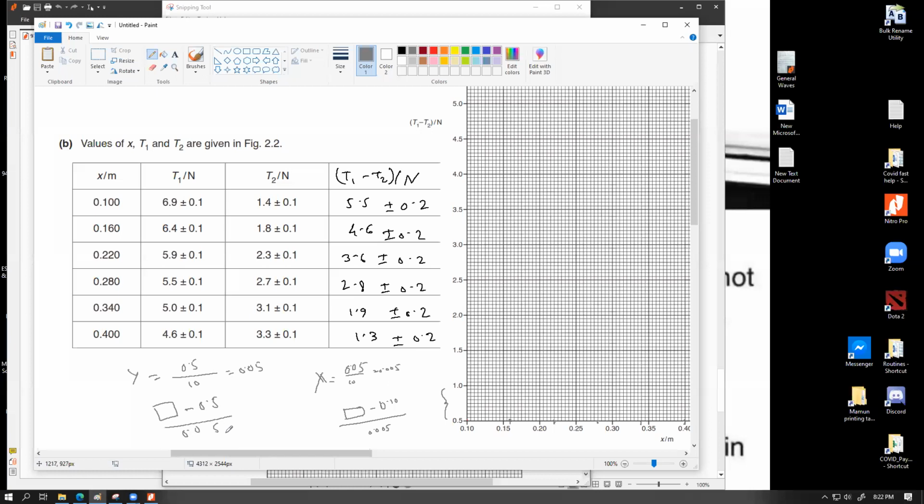1.3 minus 0.5 divided by 0.05. How many divisions do you get? 16. 16? Okay, I'm having the numbers. Everyone, please comply. If you have different values, please correct me on this one.